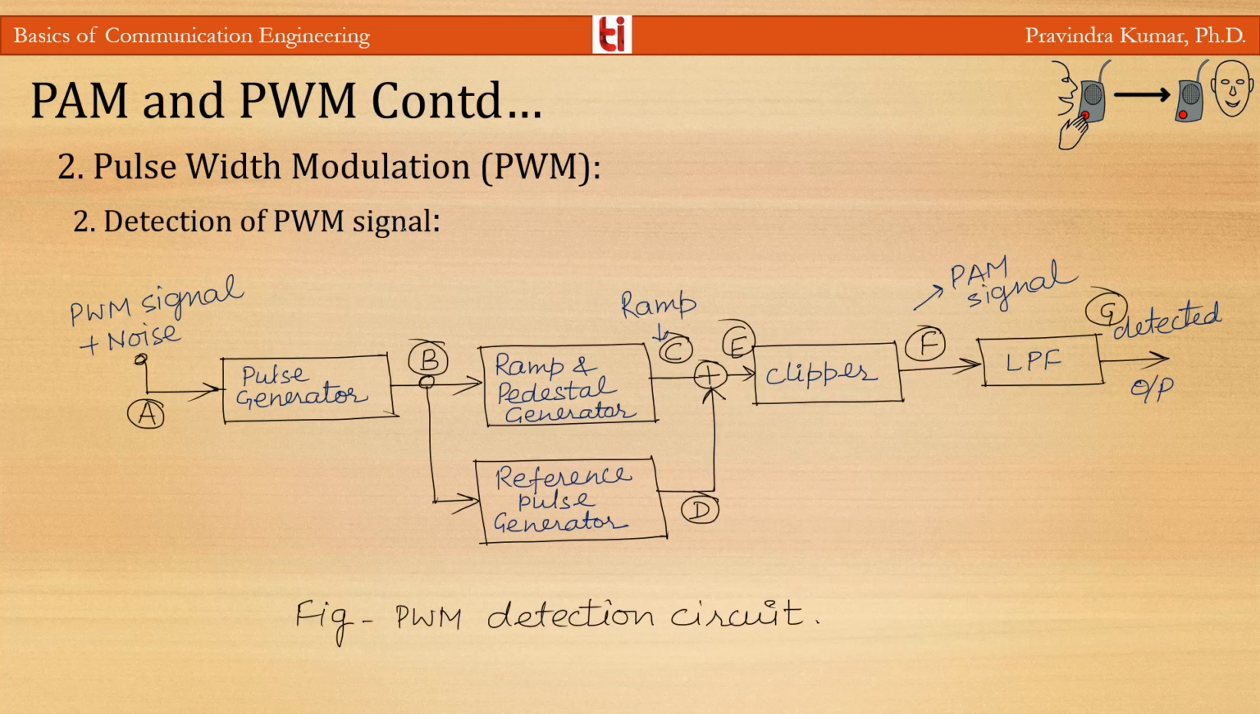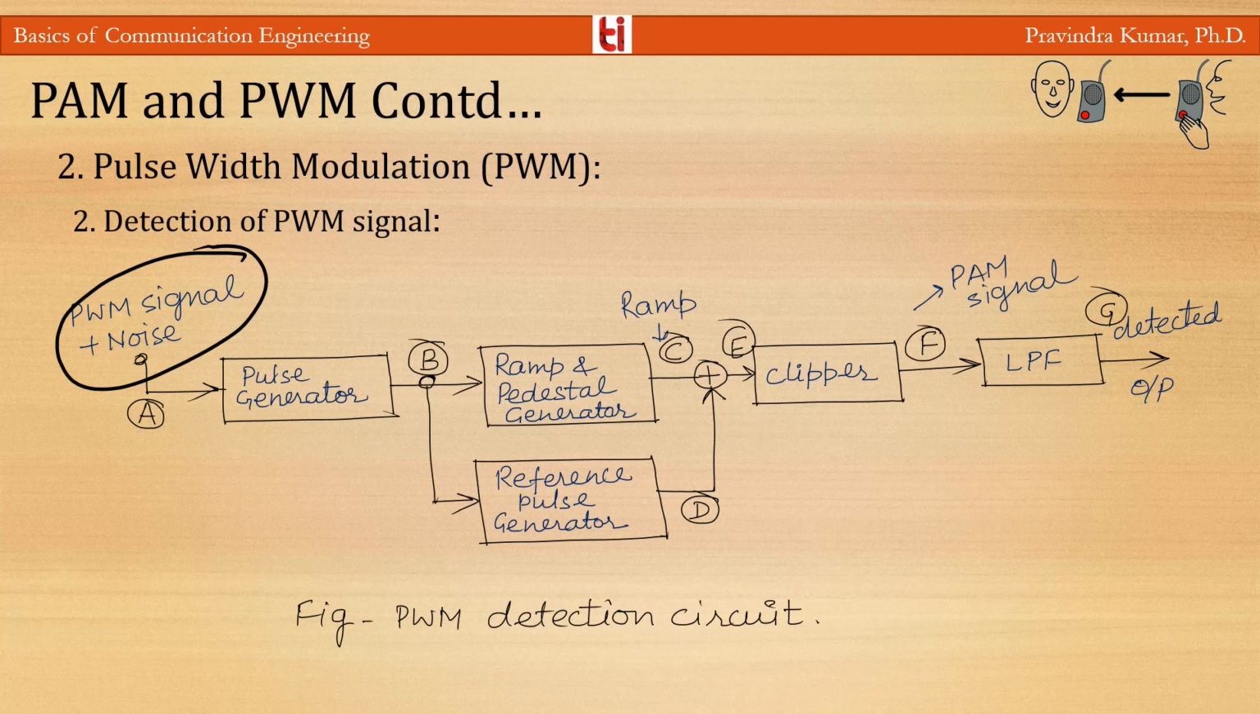Now, detection of PWM signal. The block diagram of PWM detection is in the figure. The PWM signal received at the input of the detection circuit is contaminated with noise. So PWM signal plus noise enters the pulse generator. This signal is applied to the pulse generator circuit, which regenerates the PWM signal. So some of the noise is removed and the pulses are squared up.